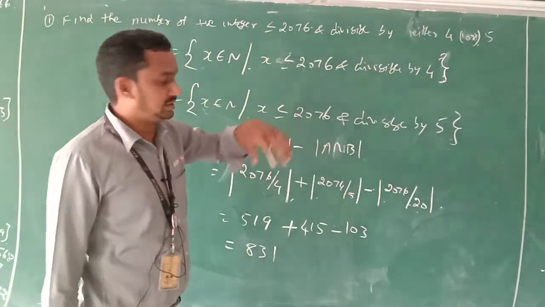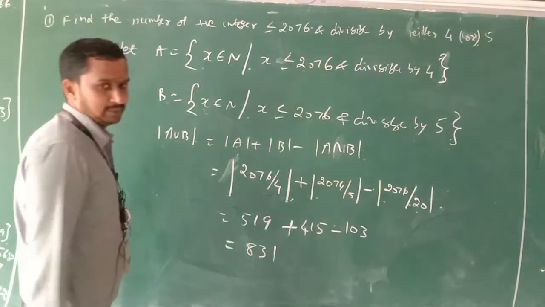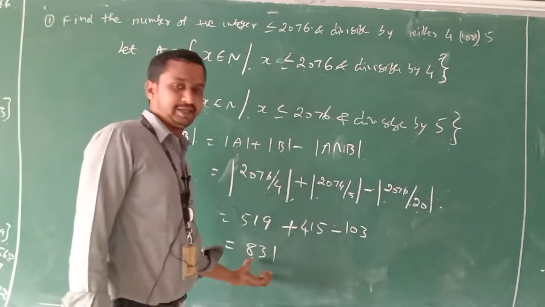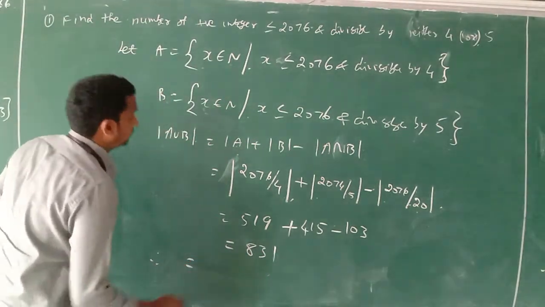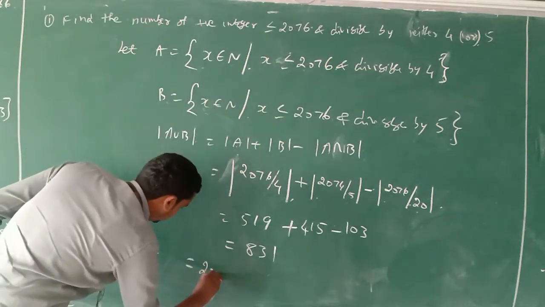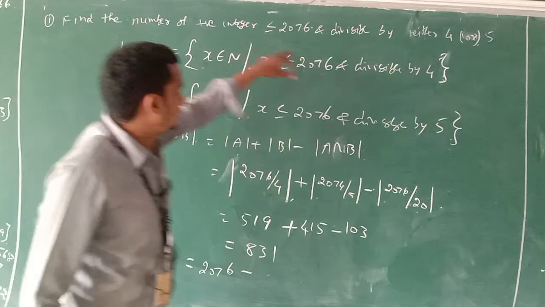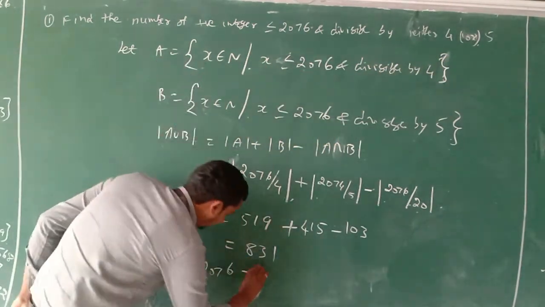Now we calculate the number not divisible by these numbers also. To calculate that, from the total number of values you subtract that value. So the total number of integers is 2076. Now we find out the number of positive integers divisible by neither 4 nor 5, 831.